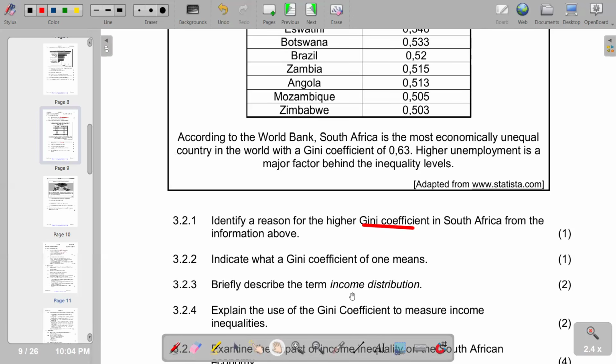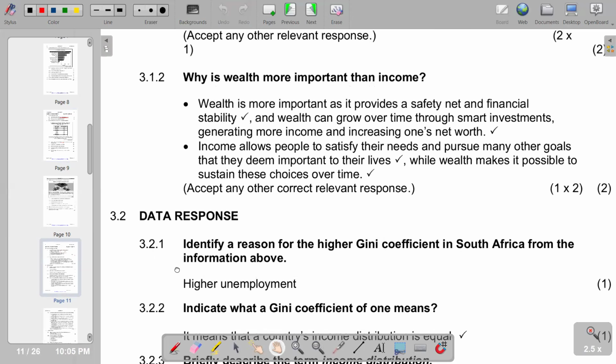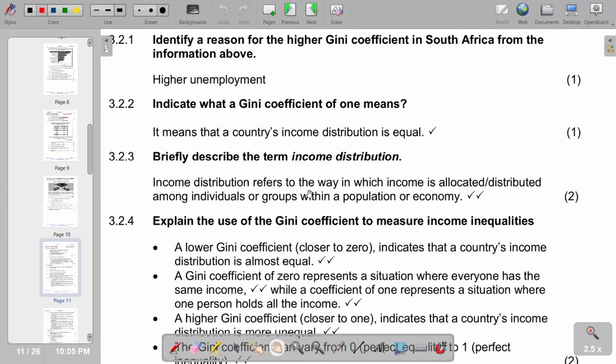So income distribution, basically, we can define it, or it describes how a country's total income is shared among its population, showing the allocation of income across different individuals or households. So basically, it is actually a measure of income inequality within a society, often analyzed using tools like the Lorenz curve. We can also use the Gini coefficient. So that is income distribution. The brief description that we have of income distribution within the context of this video is that income distribution refers to the way in which income is allocated or distributed among individuals or groups within a population or economy. So that's the brief description that we can give.